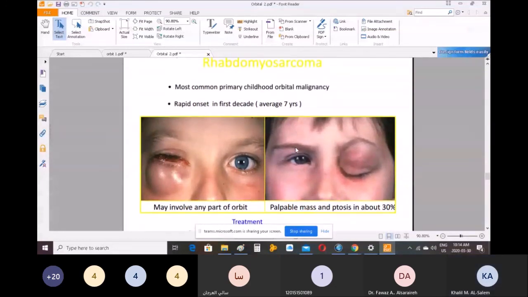Rhabdomyosarcomas have 3 types. We have the embryonal type, the most common, the alveolar type, and the mixed type. The alveolar type is more common in adults and has a very bad prognosis. The mixed type also has a very bad prognosis. There is a subtype of the embryonal called botryoid. There's no need for the names, they're more for specialists, but know that the most common is the embryonal type, 70%, and the prognosis is more or less good after adequate excision and radiotherapy.